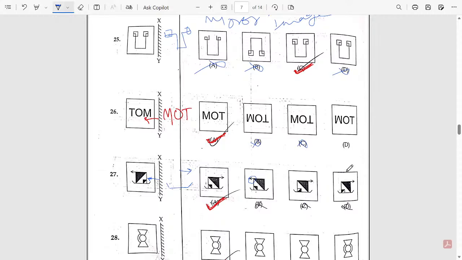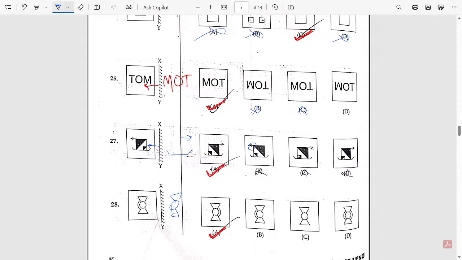And 28 now. So 28, it will look like A, right? If you draw this, there will be a circle in the middle, and then there will be two triangles here, and then it will look like this, right? So that is why the answer is option A. Okay, answer is option A for the 28.